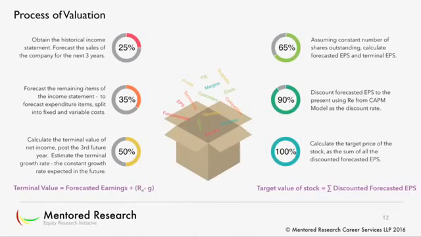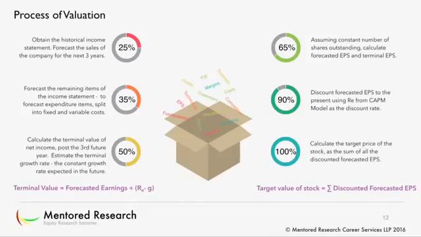To account for earnings of the company post third forecasted year, calculate the terminal value of net income. Estimate the terminal growth rate G, which is the constant growth rate the company is expected to show in the years beyond. Terminal value equals forecasted earnings divided by the difference between RE and G. Assume the number of shares outstanding remains constant over the forecasted years. With that, calculate forecasted earnings per share EPS and terminal EPS. Discount forecasted EPS to the present by using RE from CAPM model as the discount rate.